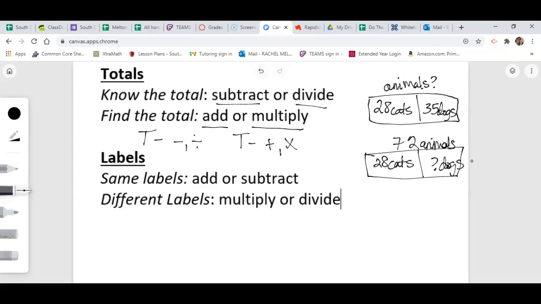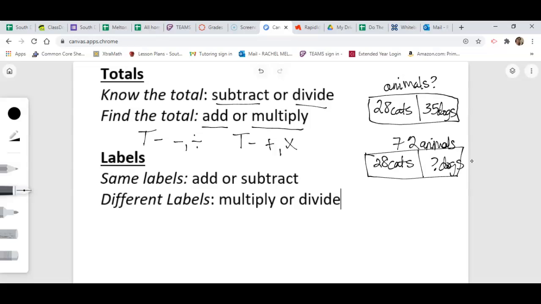Okay, just like with the estimating, I estimate with everything with the kids. We do a lot of strip diagrams to help them understand the part-whole relationships, not just with our word problems here, but with everything. So then the next thing to talk about is your labels. Okay, if you have the same labels, your options are to add or subtract.